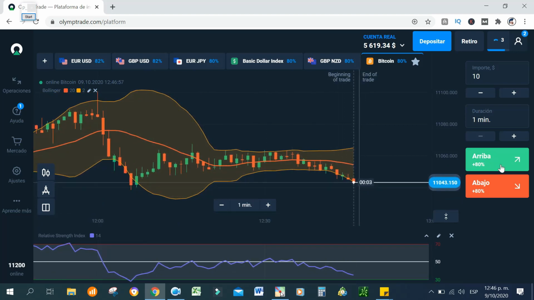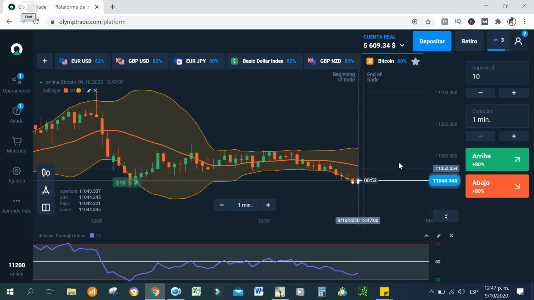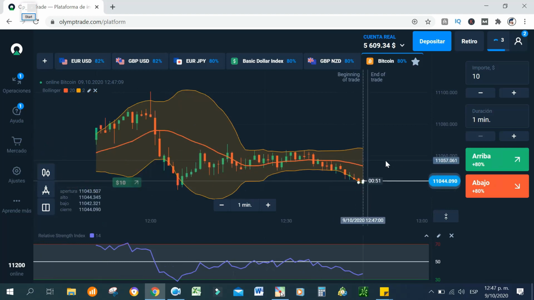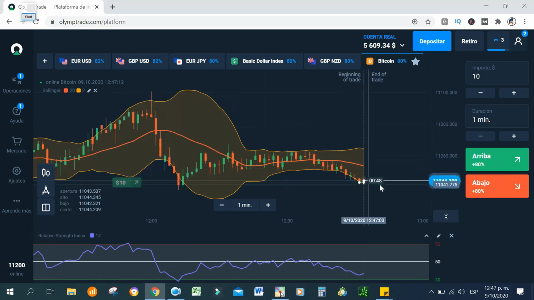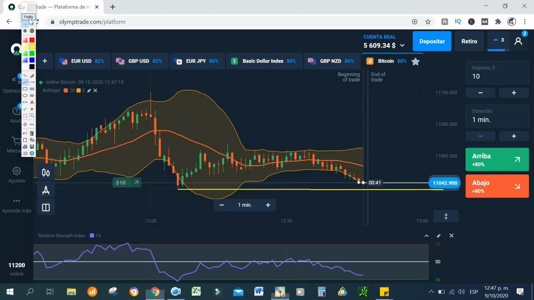Okay, let's make the trade just right here. At the close of this candlestick, I make the call. I buy the option. We can still have another opportunity if the price keeps going down to this line. For example, if the price keeps going down to this low, we can make another trade just in case we lost this one.